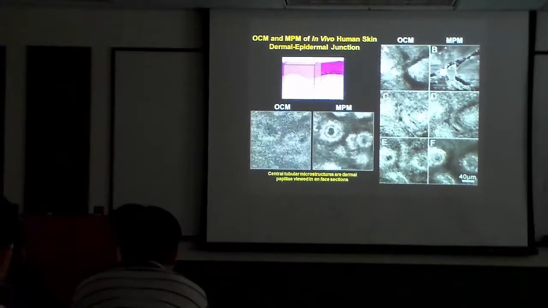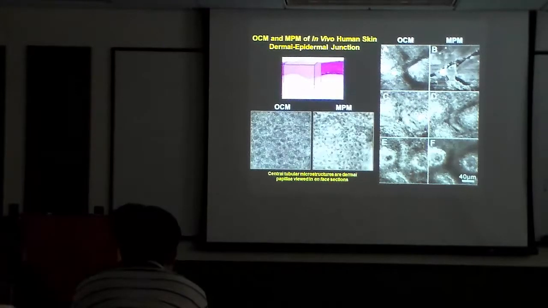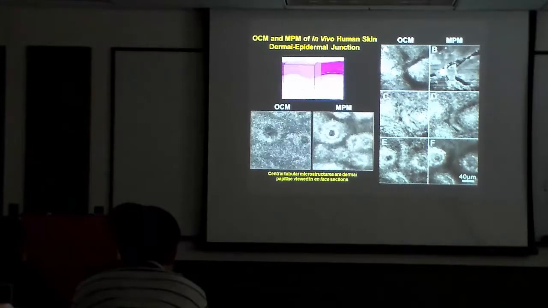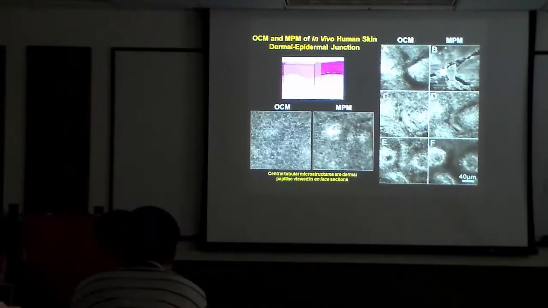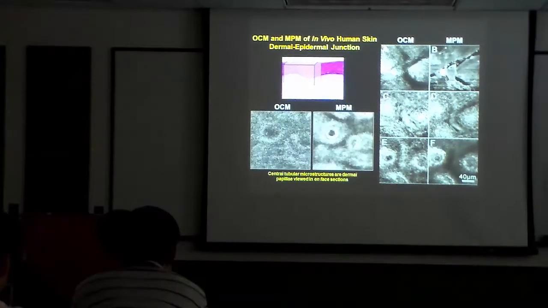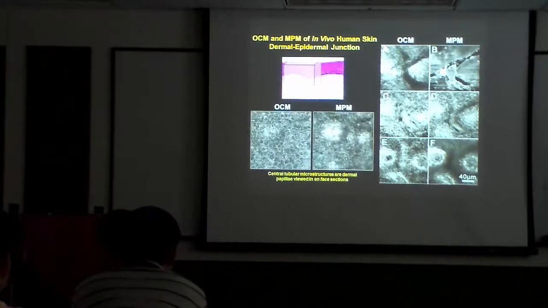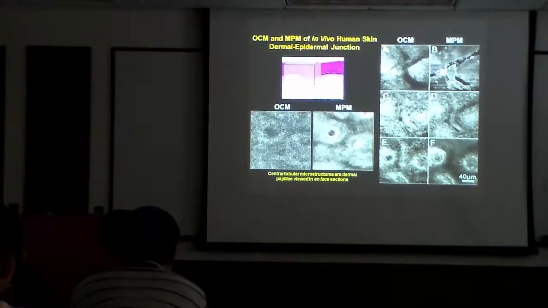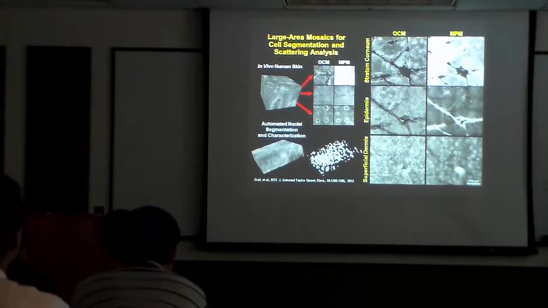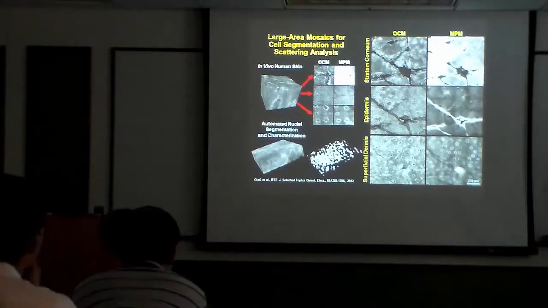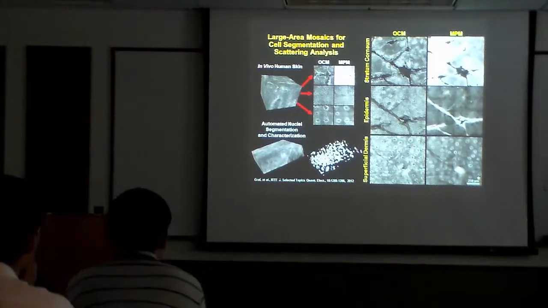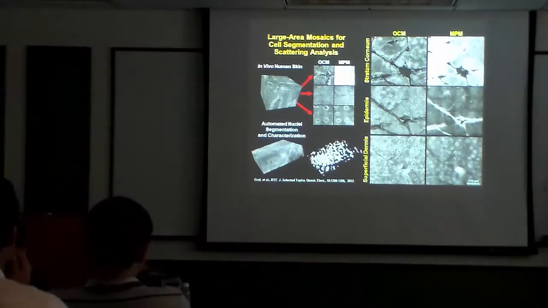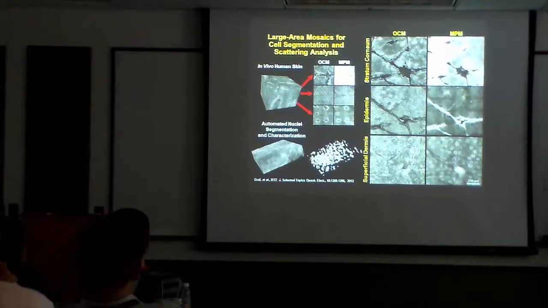and starting into the dermis. Again, MPM tends to have higher resolution. You can see nuclei and cell membranes, a lot of which are lost in OCM, but again, very different types of contrast. In this case, we've done wide field mosaics over roughly a millimeter in each direction, again at different depths. The stratum corneum consists of dead and dying corneocytes that are flaking off the skin.